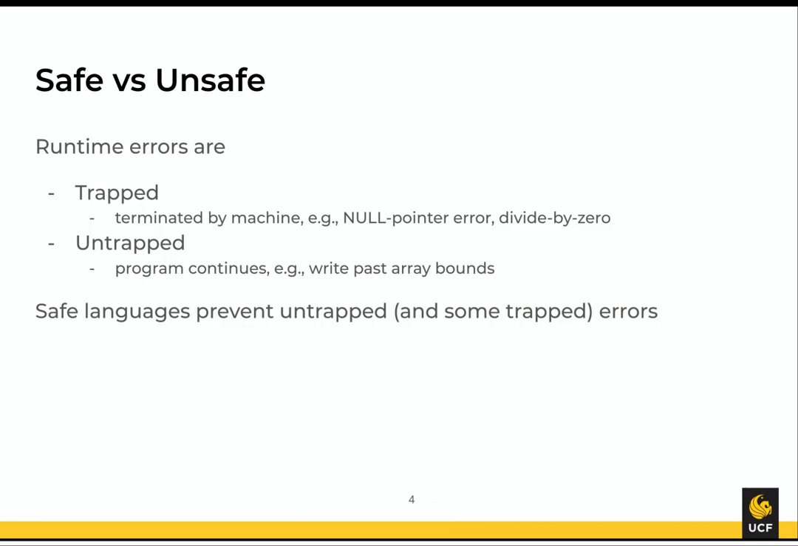Untrapped errors are a little bit more devious. An example of this is, say you declare an array in C of size 10 and you start writing past 10. You start writing to 20 or 30. Languages that are safe try to prevent untrapped errors, and maybe some trapped errors as well.